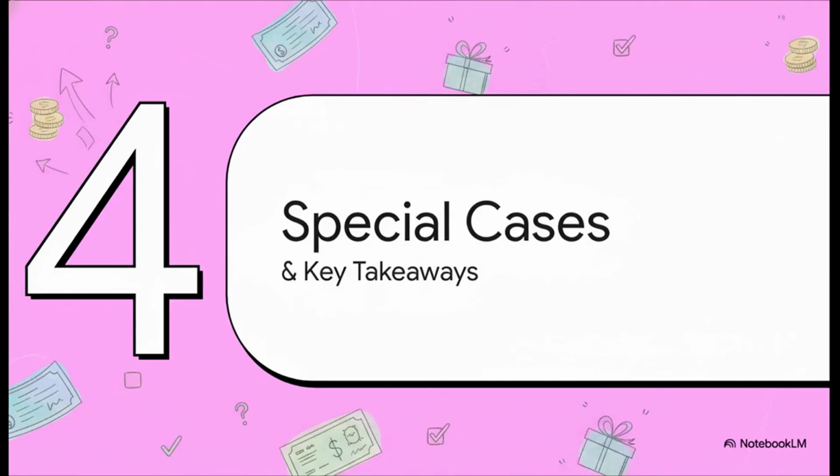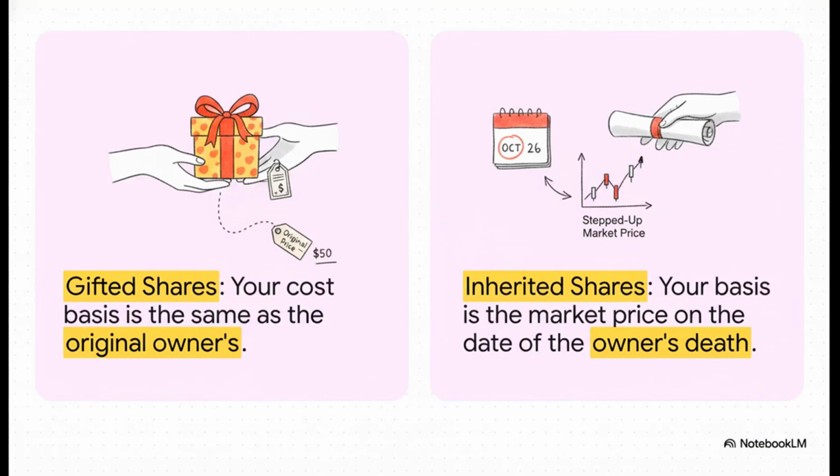Okay, we've covered the big ones, but there are a couple of special cases you really need to be aware of, especially for shares you get without buying them directly. Let's wrap up with those and our key takeaways. Now, this is a huge distinction. If someone gives you stock as a gift, you also get their original cost basis along with it. But if you inherit stock after someone passes away, something kind of magical happens for tax purposes. Your cost basis gets stepped up to whatever the market price was on the day they died. This is massive. It means all the gains that built up during the original owner's life are basically wiped clean for tax purposes. It's an incredibly important rule to know.